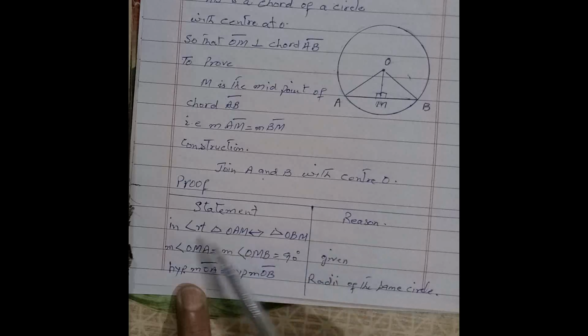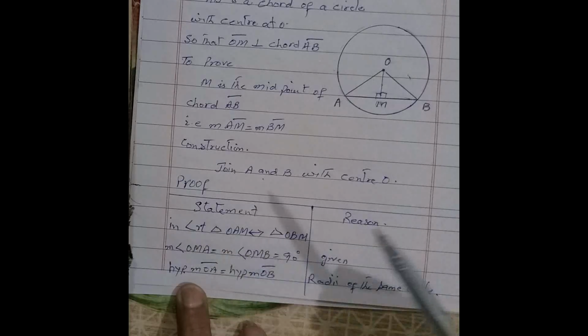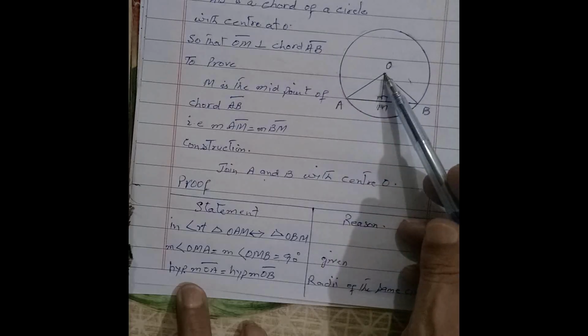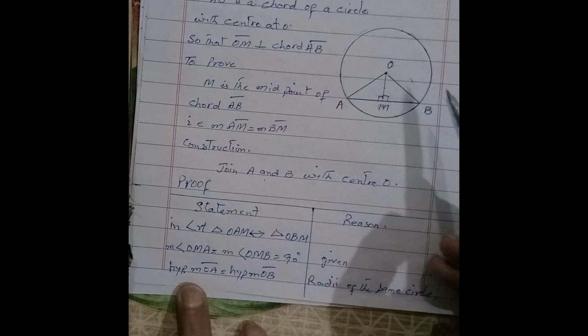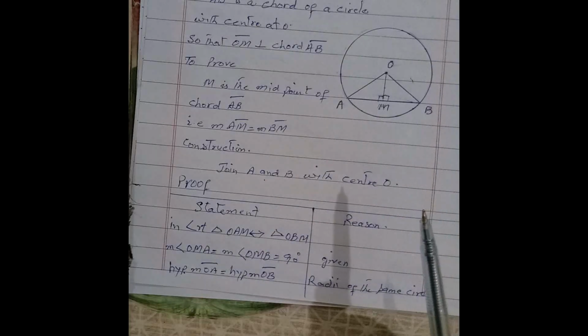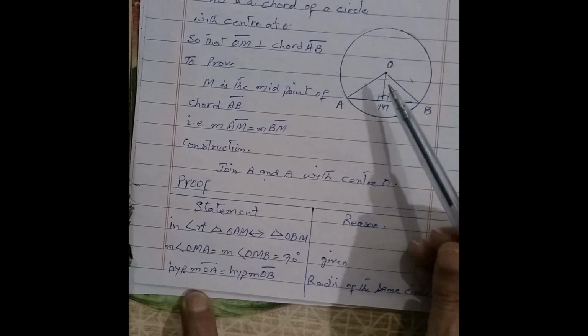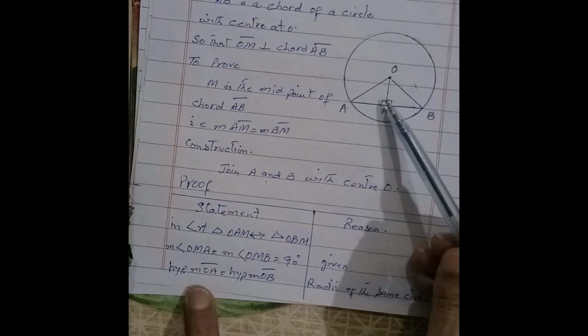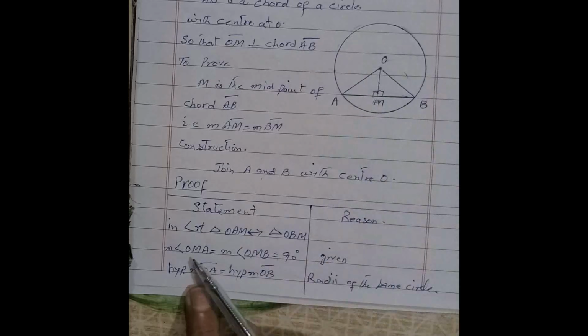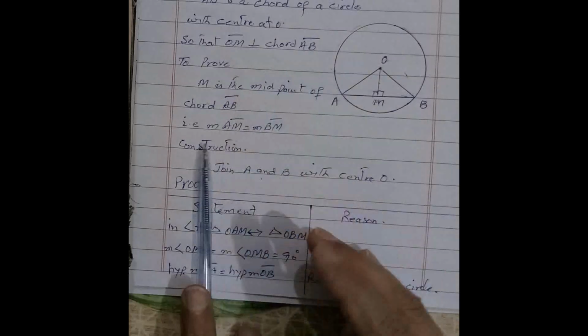Statement and reason. In right triangles, they are both right triangles, means the first right triangle OAM and the second is OBM. We compare these two triangles. Angle OMA and angle OMB are both equal and equal to 90 degrees, and it is in the given because OM is perpendicular to chord AB.